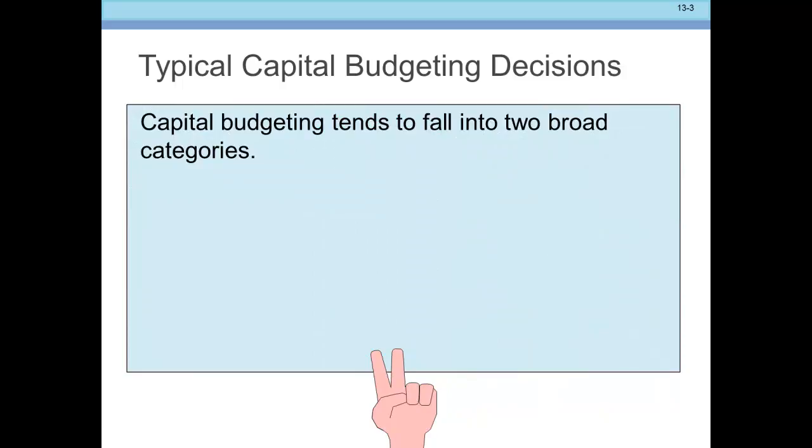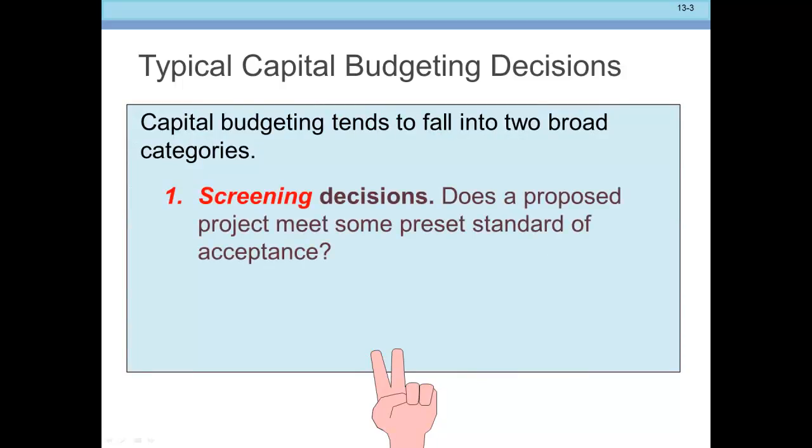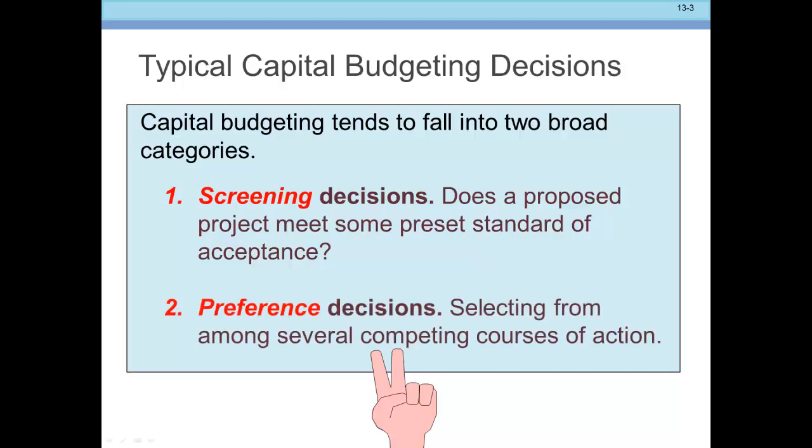Capital budgeting involves two basic steps. First, we screen our options. Does a proposed project meet our preset standard of acceptance, such as a minimum rate of return? Once we have some options that meet our minimum standards for acceptance, then we decide which action to take.